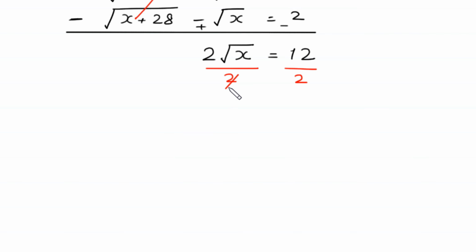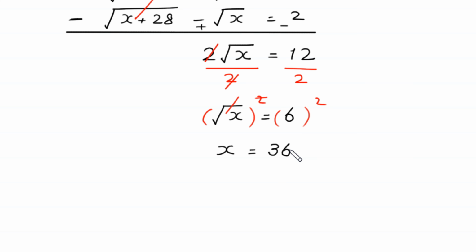Now this 2 will be cancelled out with this 2, and at the left side is left square root of x is equal to 12 divided by 2, which is 6, and from here we take the square of both sides. So this square will be cancelled out with this square root, and we get the value of x is equal to 6 squared, which is 36. So we get the same answer of this equation as we got from method 1.